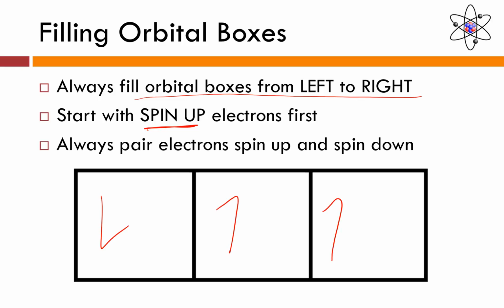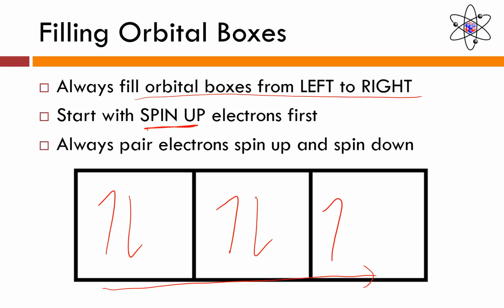How about that? Nope, I broke another rule. We start with spin up electrons first, so that is not valid either. How about this one? Yes, this is a valid electron configuration, or I should say orbital box drawing. I've filled from left to right. I started with my spin up arrows. I've got 2 spin down arrows, so we're spin paired, and I've filled the boxes from left to right.